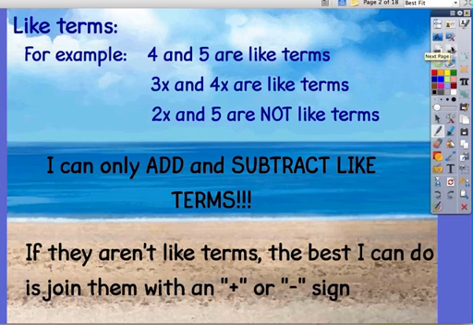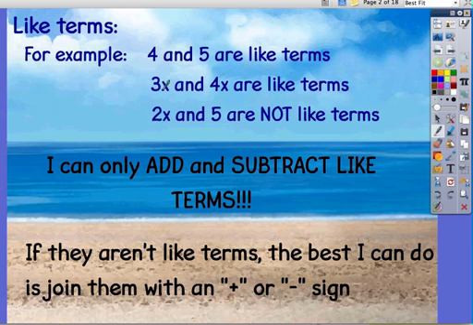So first we're going to discuss addition and subtraction, and just like any addition and subtraction problem, I have to have like terms to be able to add or subtract radicals. So we need to go back and think, well, what was a like term? Here, 4 and 5 are like terms because they're just arithmetic numbers. They don't have a variable attached to them, so I can just add or subtract them easily.